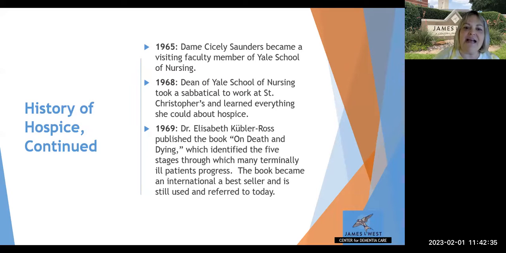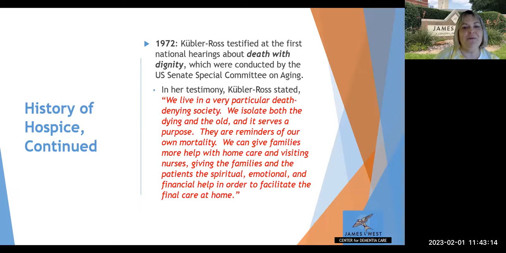And it identified 5 stages through which the terminally ill patient progresses. Keep that in mind. She wrote about what the patient was going through. It became an international bestseller and is still used and referred to today. And for those of you who need a reminder, those 5 stages that she identified: denial, anger, bargaining, depression, acceptance. And then as she continued to work with a gentleman named David Kessler, they created a sixth stage called meaning. We'll talk more about that.